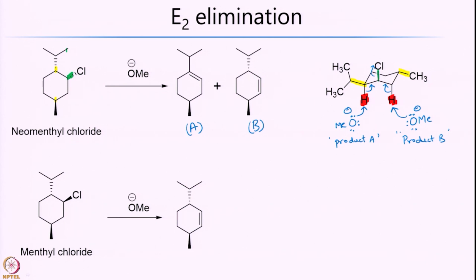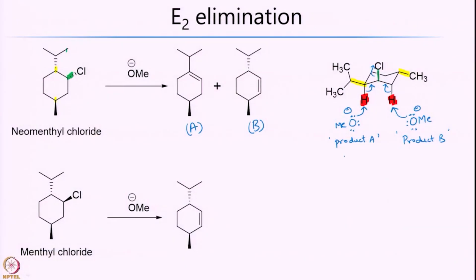What is important to note is that the dihedral angle between the CH bond, on which the base or the OMe minus is attacking, and the CCl bond, which is actually leaving, is 180 degrees. And this is what people typically call an anti-periplanar arrangement. So, I will repeat it again, anti-periplanar arrangement.